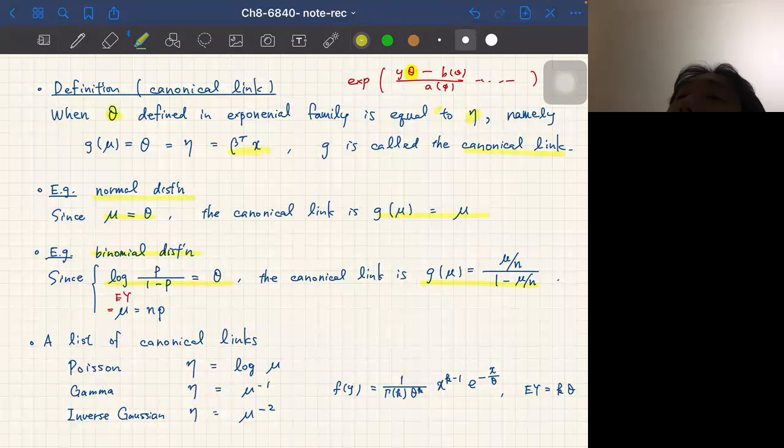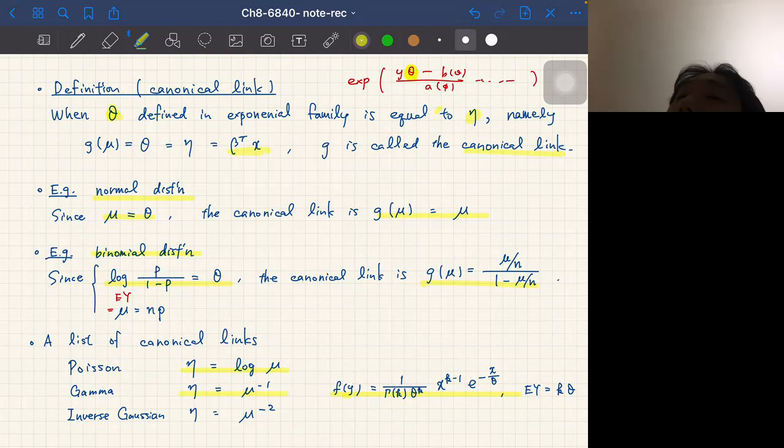I think that in most textbooks, it was mentioned that the link is mu over 1 minus mu. So probably they only think about the binary case, and that makes the argument easier. But if we follow the notation of the textbook, I believe that g of mu is mu over n over 1 minus mu over n. And for some other links, for the Poisson distribution, the canonical link is eta equal to log of mu. And the gamma distribution, then eta is equal to the mu inverse.